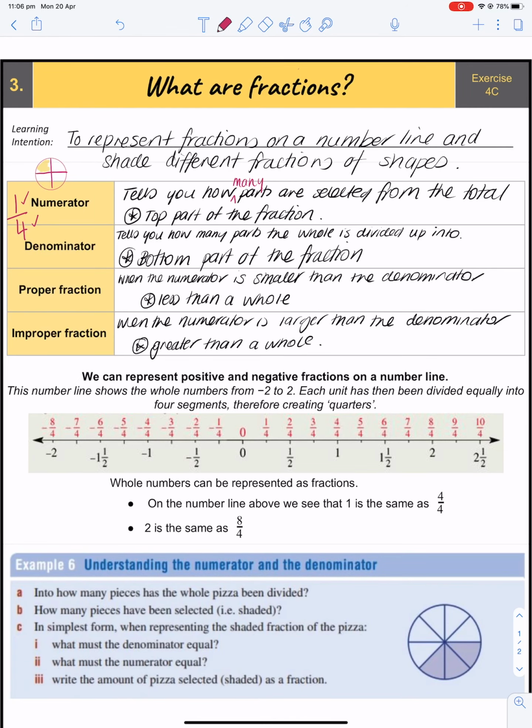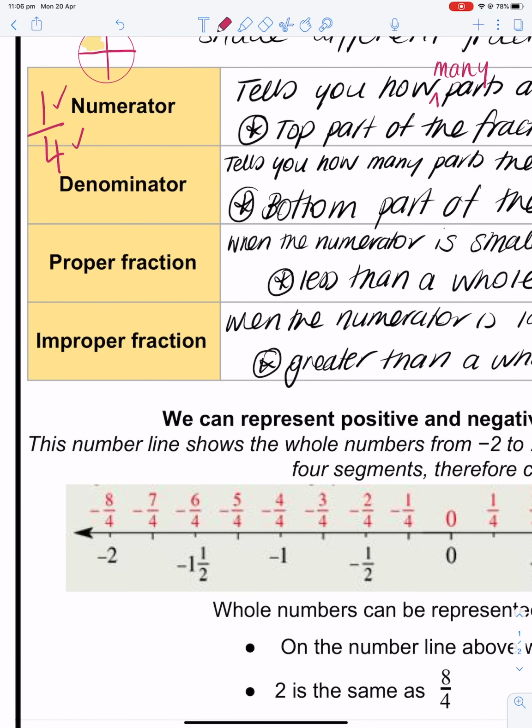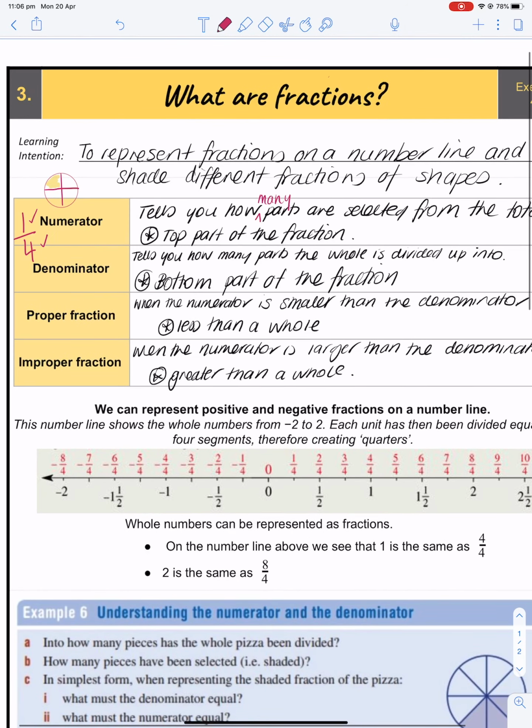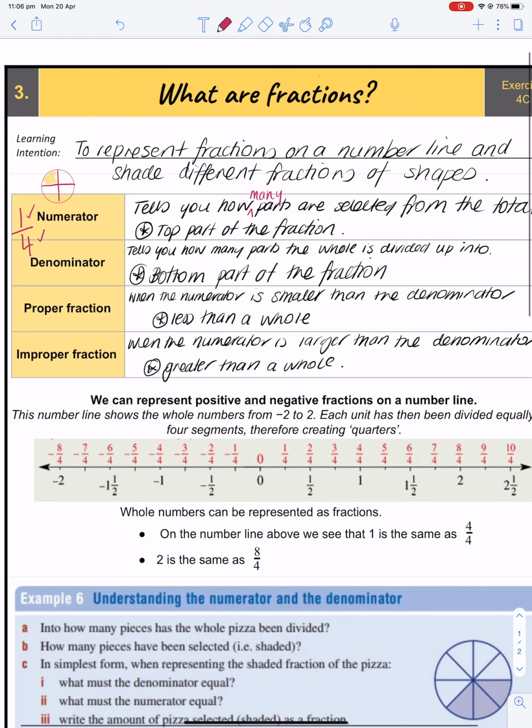Alright, now 2 types of fractions we're looking at, proper fractions and improper fractions. A proper fraction is when the numerator, so the top number, is smaller than the denominator. Okay, so a proper fraction would be, for example, the 1 over 4. Okay, an improper fraction is when the numerator is larger than the denominator. So it might be 5 over 4.